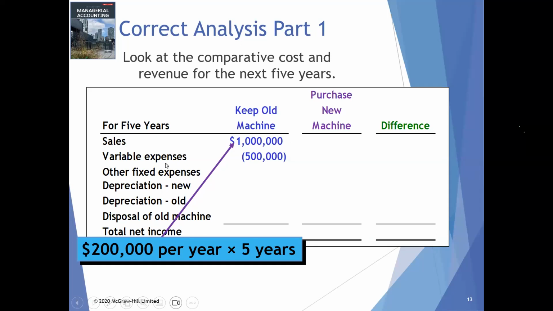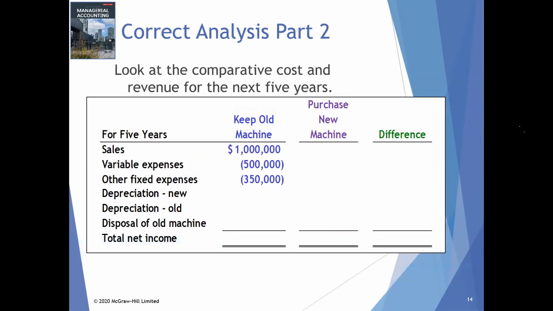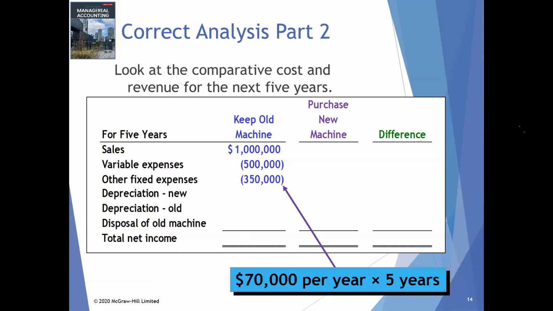And the variable expenditure is $100,000 per year into 5, so that will be $500,000 variable cost. And the other expenditure we have is a fixed expenditure. So fixed expenditures are $350,000, which we can say is $70,000 into 5, equal to $350,000.